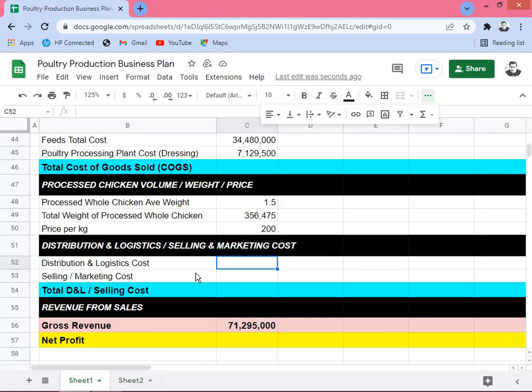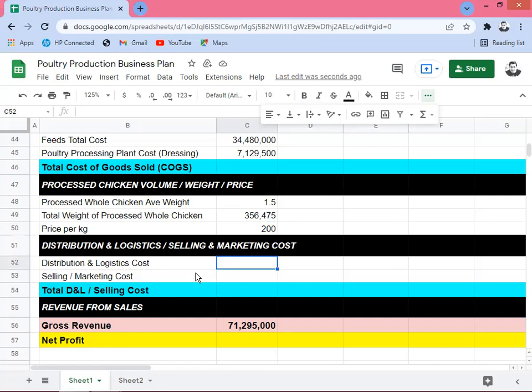Okay, when you do your own actual planning, and then you try to canvas the amount if you're going to outsource it or you're going to do a feasibility study of a dressing plant or poultry processing plant, then you'll be able to determine the cost to produce in terms of the processing of the broiler chicken.